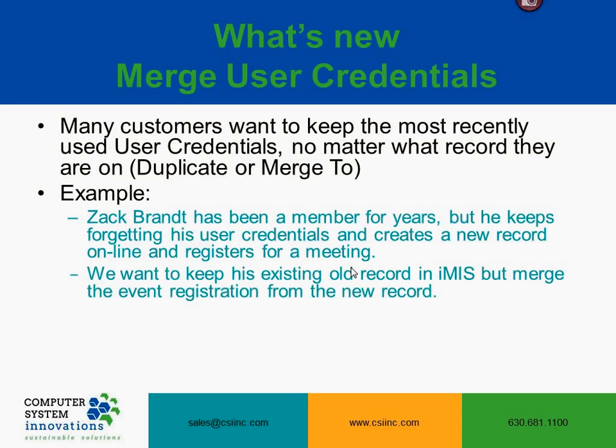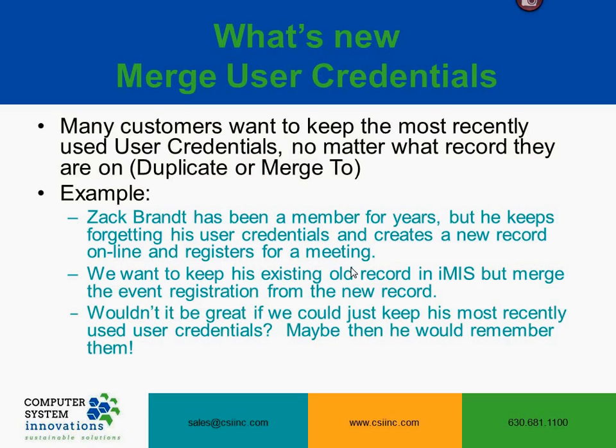So what's a good example? Zach here, he's been a member for years, but he always forgets his user credentials, and he always creates a new record online and then goes and registers for a meeting. I'd like to keep his old record in IMUS. That's the record I'm going to keep. That's got all his event attendance. It's got all his dues, payments, and everything. The new record he just created online, all it has is that event registration.